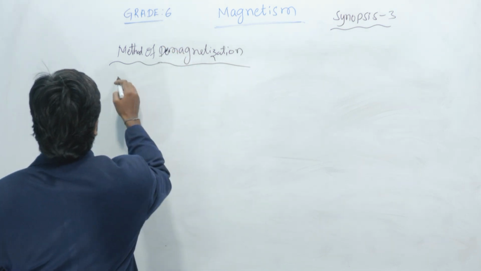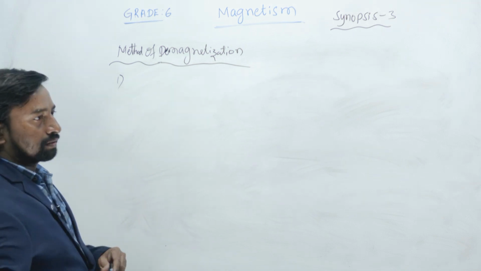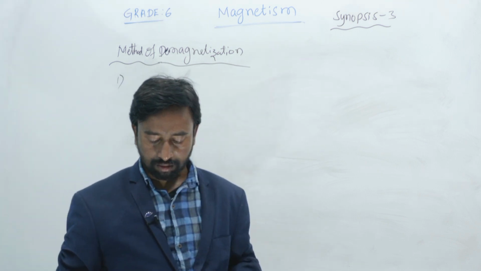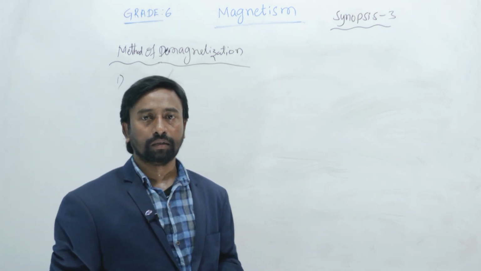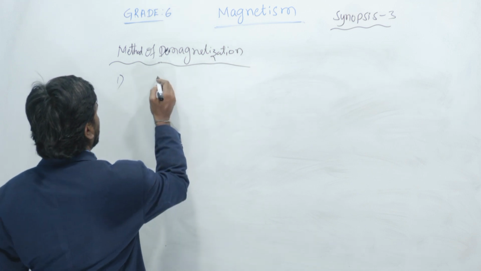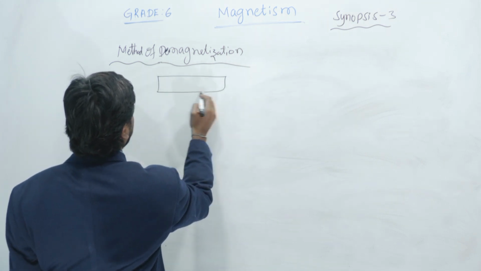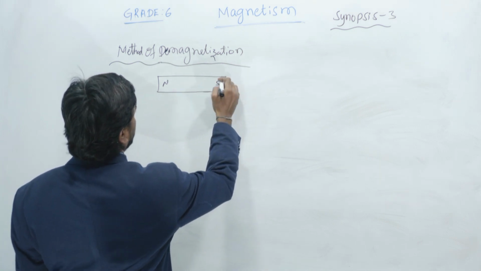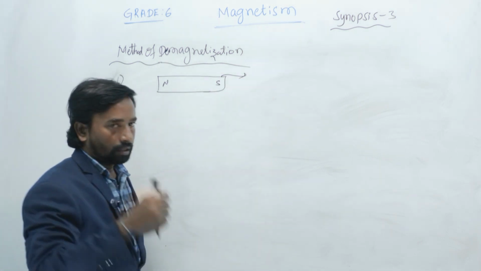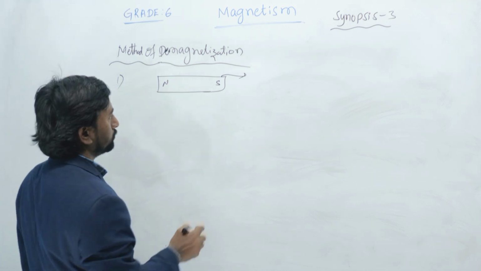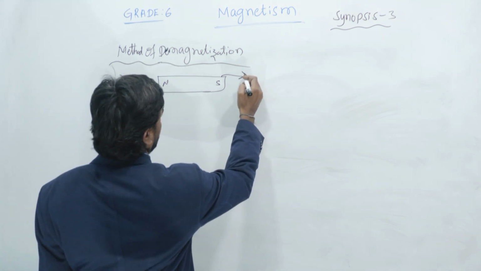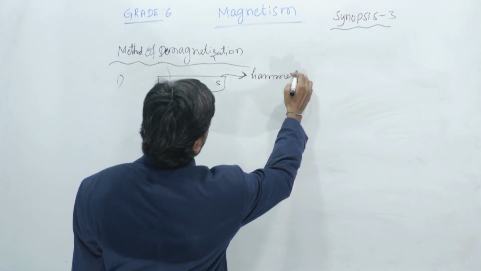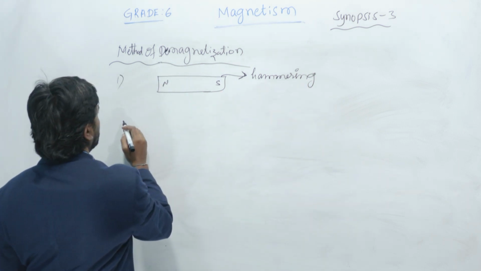So the first method is by hammering. Suppose in the previous methods we have made a steel or nickel rod into a magnet. How can that magnetic property be removed from that material? If we consider the bar magnet and strongly hammer it, beating it with a rod or anything, then it loses the magnetic property.